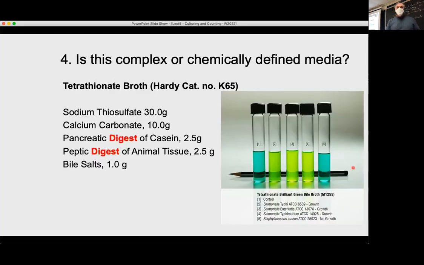Okay. Here we have tetrathionate broth. So look at the ingredients of tetrathionate broth, sodium thiosulfate.